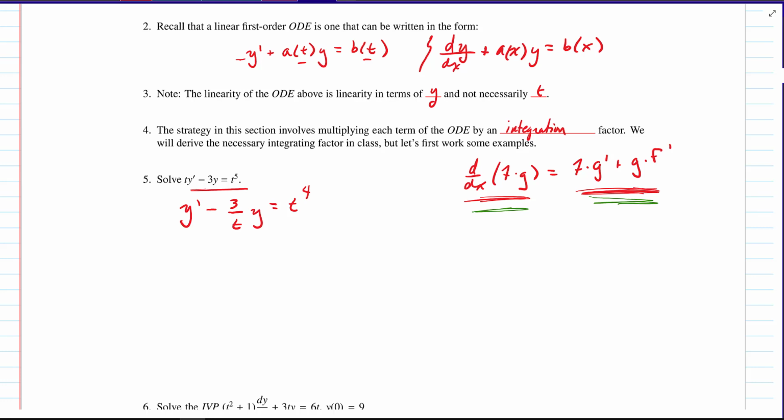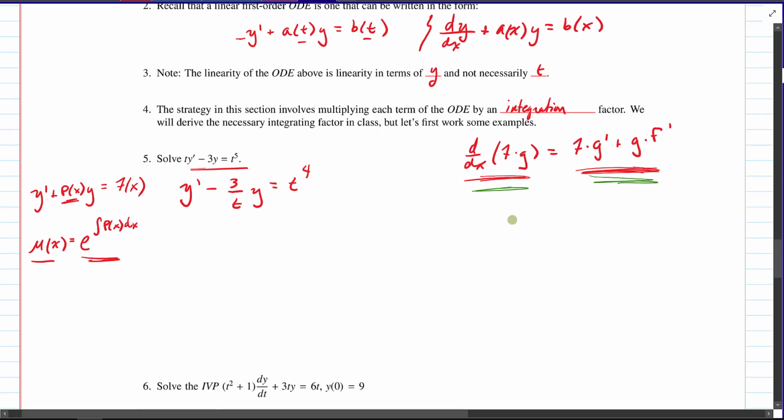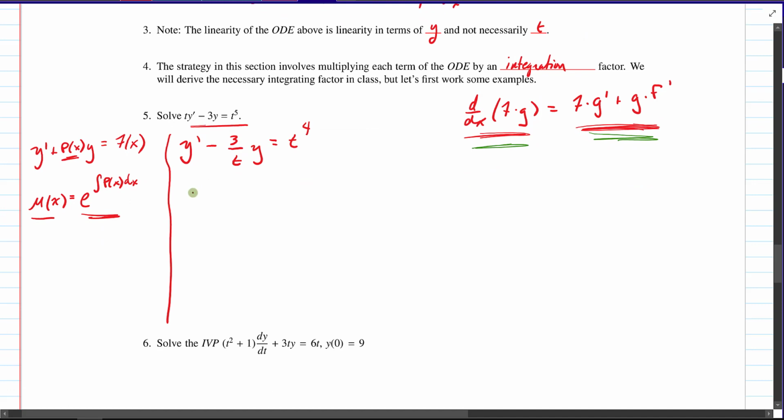Okay, so now that I've put it into this format, notice that this is in the form y prime plus p of x times y is equal to maybe f of x. I'm using t's here, but you get the point. I've got some function right here in front of my y term. The integrating factor that I'll reference is mu of x equals e to the integral of p of x dx. This is going to be the integrating factor that I'm going to multiply to both sides of this equation. So here we go, we're tackling this problem. The first step is to find, well, actually first put it into linear form.